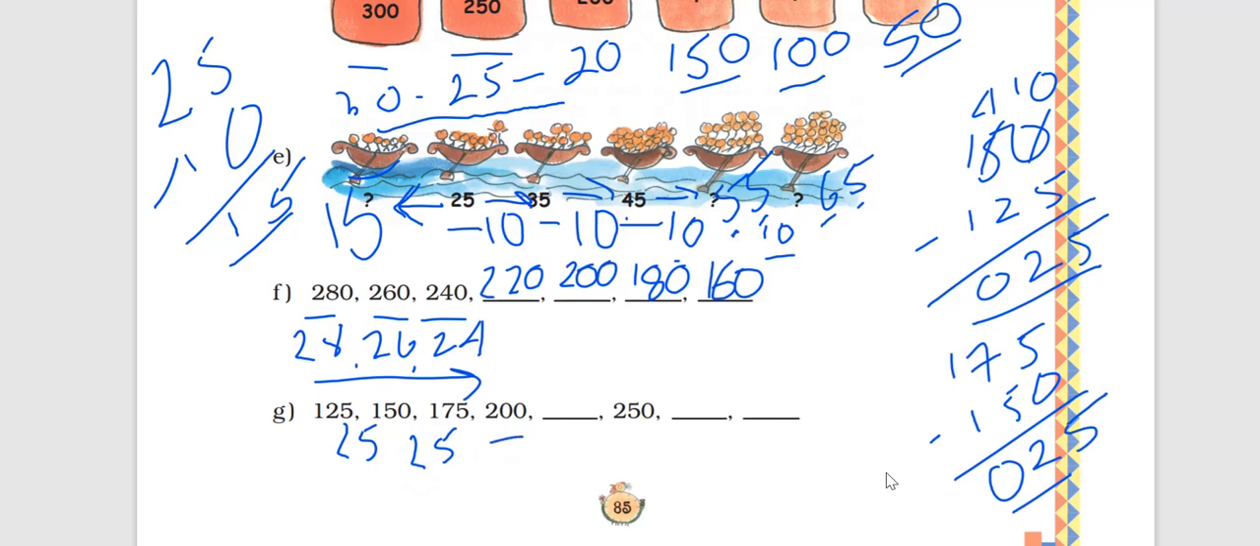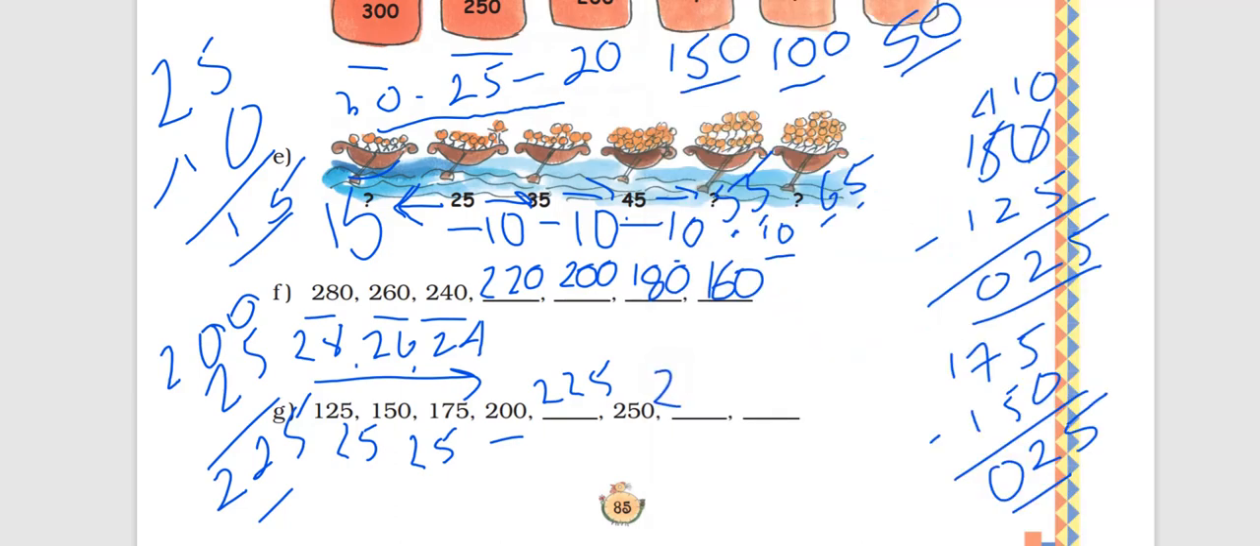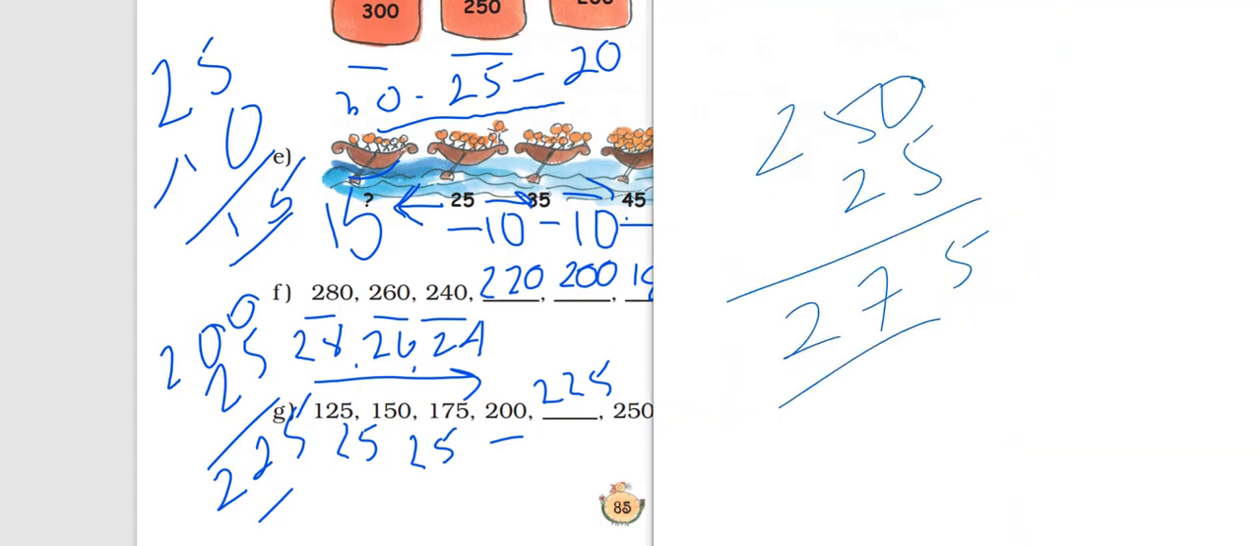So 200 plus 25 is, right? 0 plus 5 ones is 5 ones, 0 plus 2 tens is 2 tens, and 2 hundreds, 225. 250 plus 25: 5 plus 0 ones is 5, 5 plus 2 tens is 7 tens, 2 hundreds, 275. We are increasing by 25 each step we go to the right.